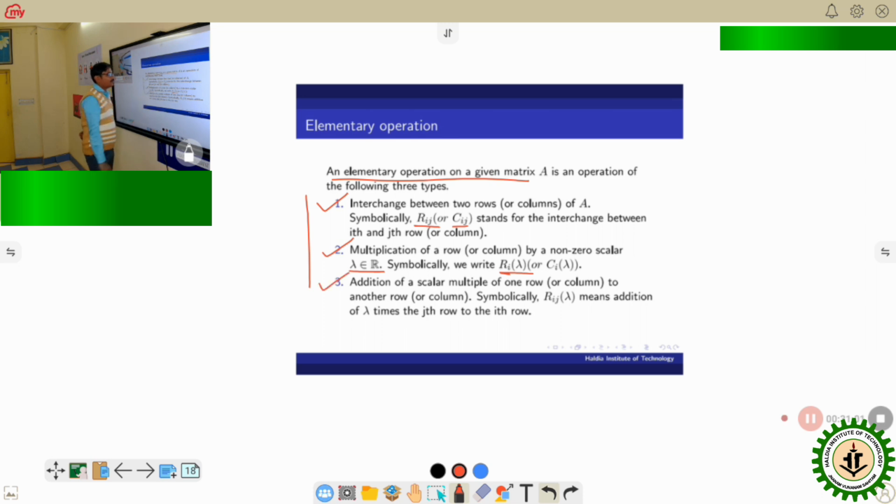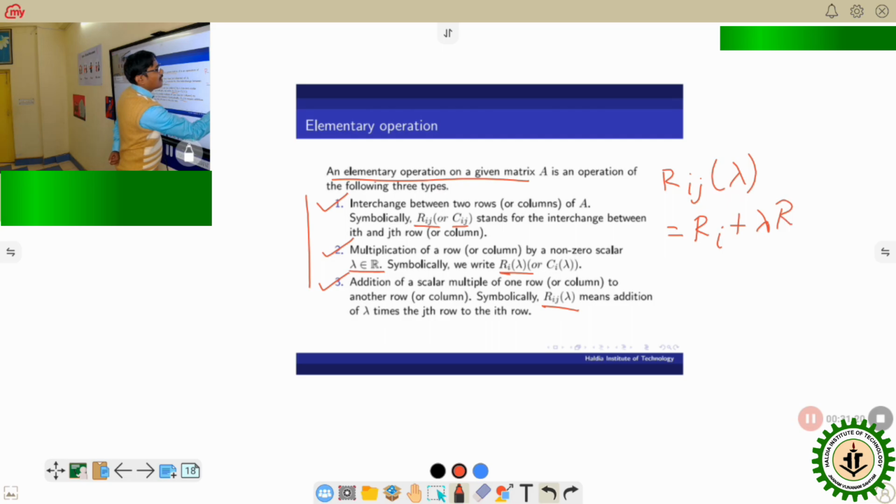And third, the most important: addition of a scalar multiple of one row or column to another row. Symbolically we write Rij lambda, which explicitly means Ri plus lambda times Rj. This is the most important elementary operation we apply. So Rij lambda means first multiply the jth row by lambda, then add it to the ith row.